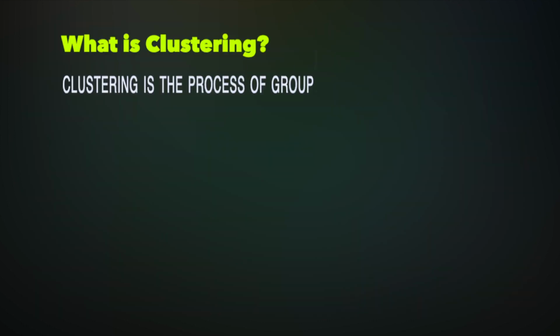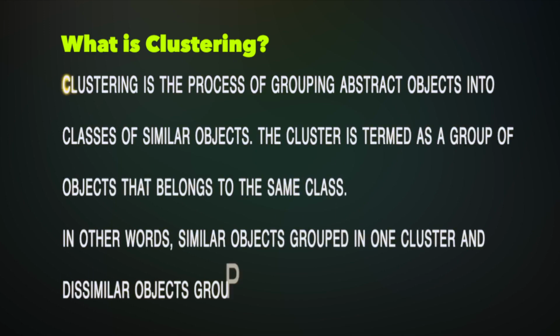Let us look into a proper definition of clustering. Clustering is the process of grouping abstract objects into classes of similar objects. The cluster is termed as a group of objects that belong to the same class. In other words, similar objects grouped in one cluster and dissimilar objects grouped into another cluster.